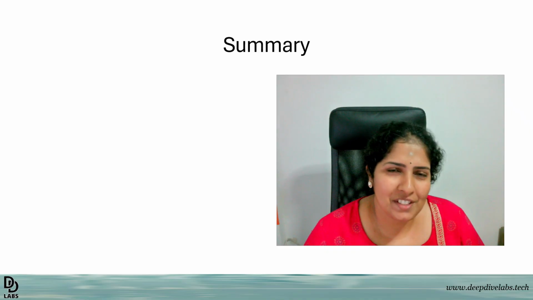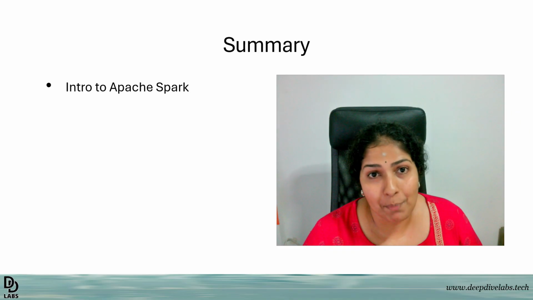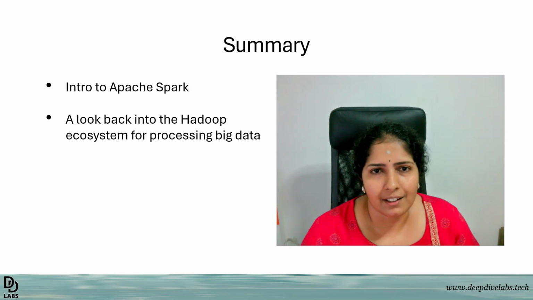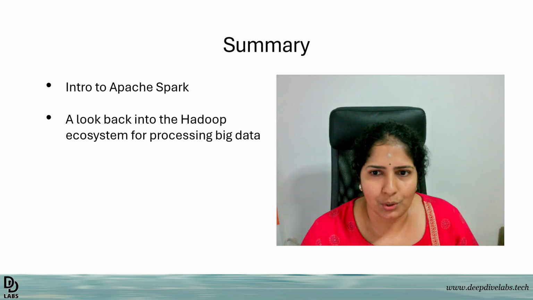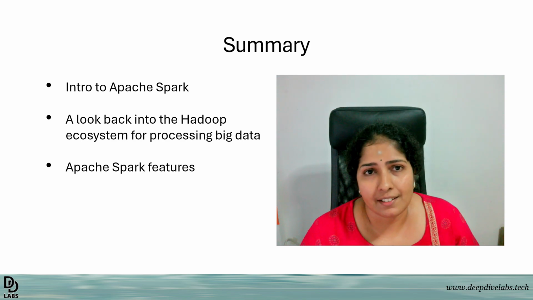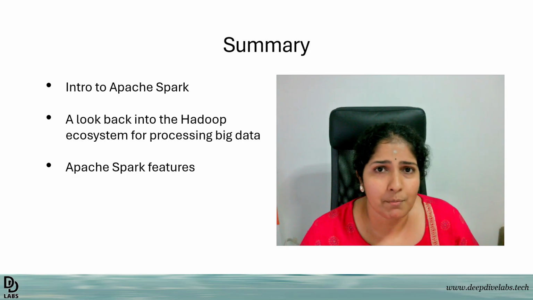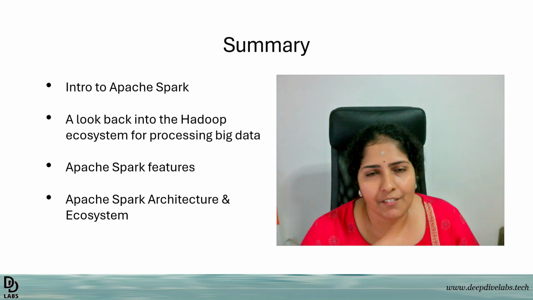Alright, so to summarize this module, we got introduced to the Apache Spark framework. We took a brief look at the Hadoop ecosystem for processing big data because it helps to understand how Spark originated among the Hadoop ecosystem. Then we looked at some of the specific aspects of Spark, its features in terms of generality of the data processing engine and speed. And then finally we ended by looking at the architecture and the ecosystem.